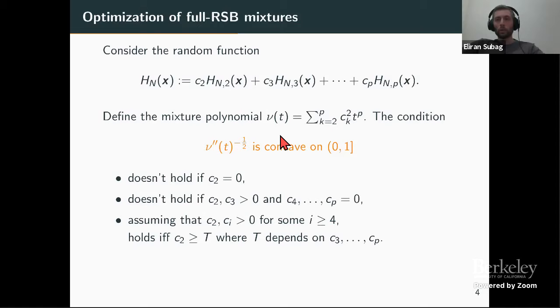And moreover, in the last case where you have a positive C2 and another Ci which is positive for i larger than 4, if you fix the coefficients C3 to Cp, it will determine a certain threshold, and this condition will hold if and only if C2 is larger than this threshold. Okay, so essentially we can solve the problem in the situation I said before, when C2 is large enough.